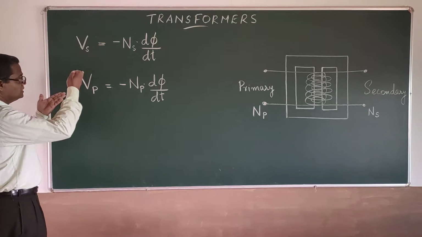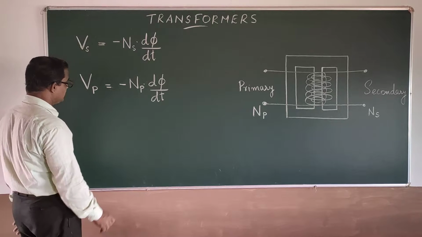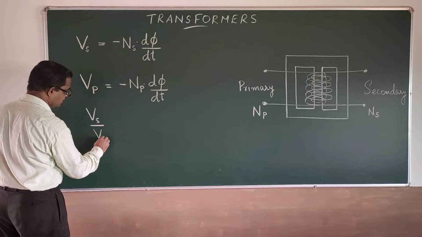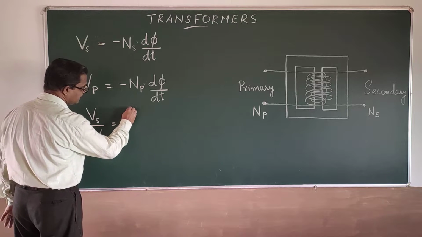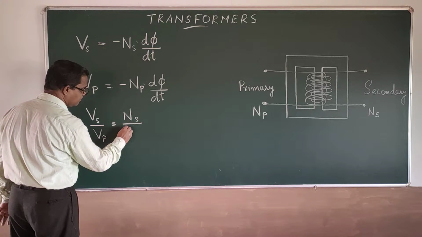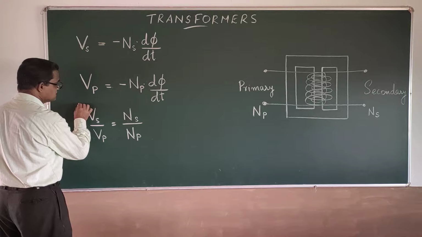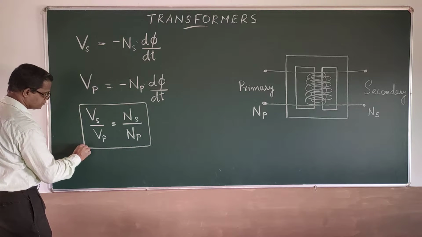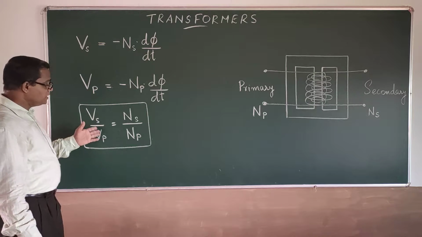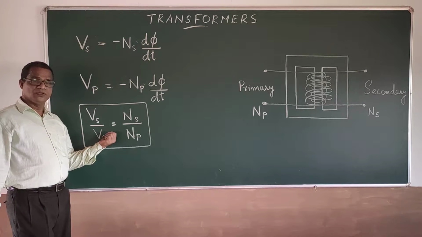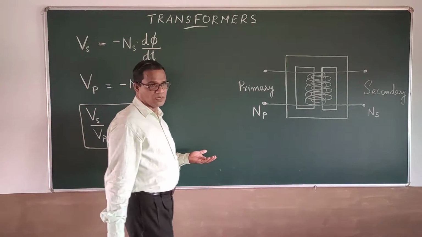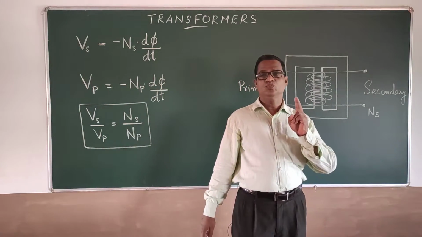Now, taking the ratio of this, we can have Vs by Vp is equal to Ns by Np. And this is what we call the transformer equation. Now, why is this called the transformer equation? Because based on this we can define the transformer in two categories.